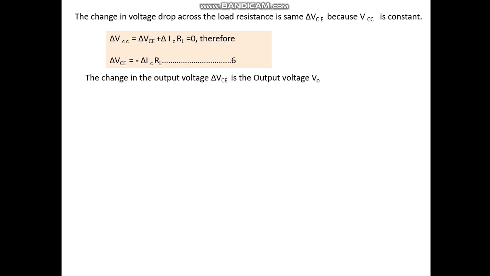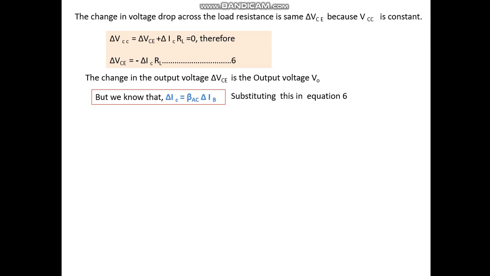That's equation 6. The change in the output voltage, delta VC, is the output voltage VO. But we know delta IC is equal to beta AC into delta IB. Substituting this in equation 6, VO is equal to delta VC, that is equal to minus delta IC RL, that is equal to minus beta AC delta IB into RL.